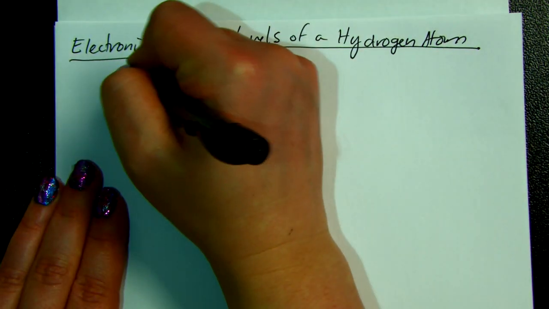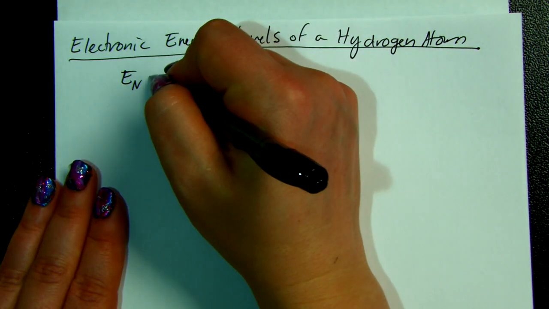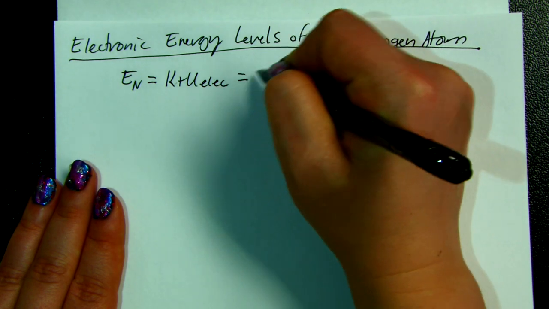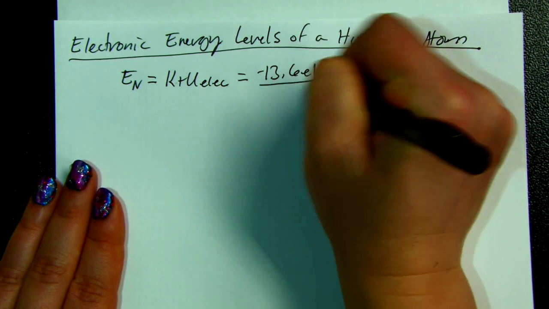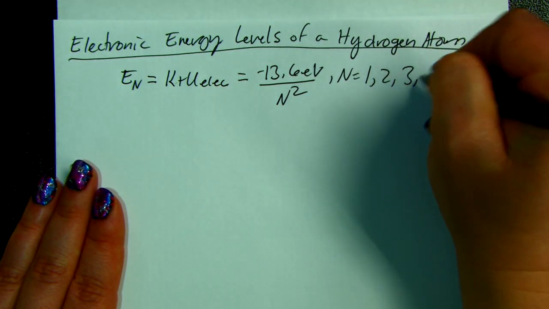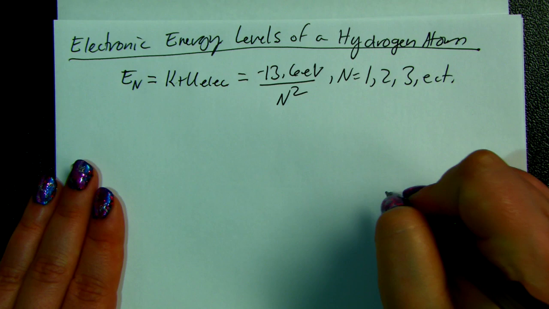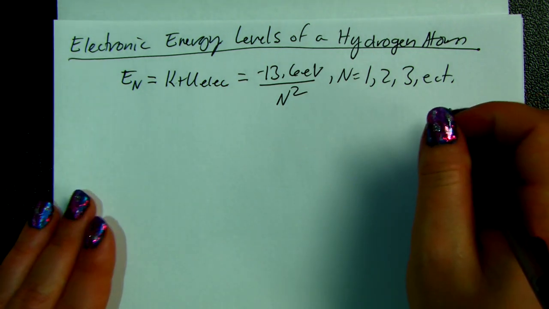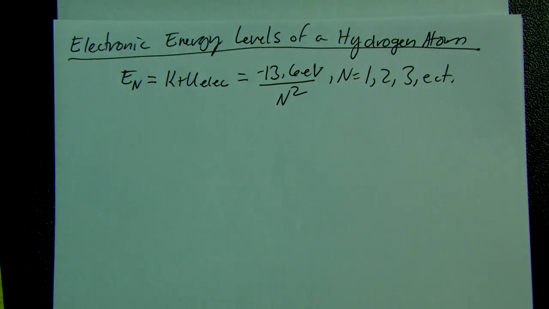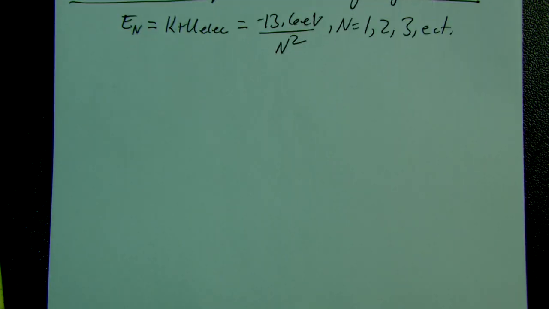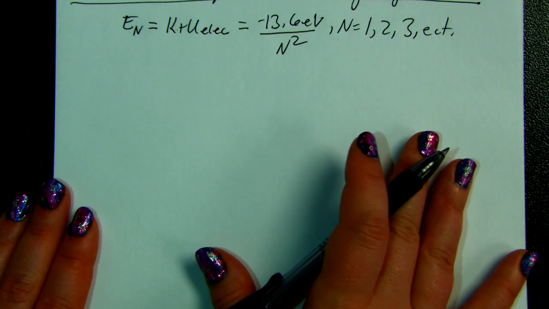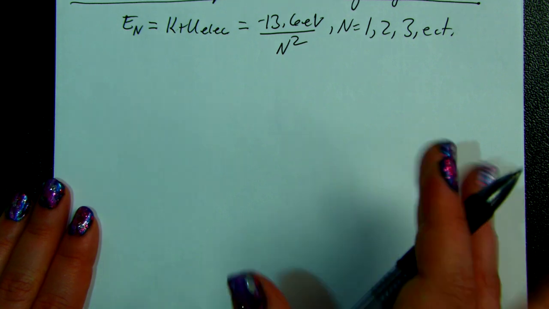Okay, so for the hydrogen atom, E sub n is equal to K plus U electric, which is minus 13.6 eV over n squared, where n is equal to 1, 2, 3, etc. Notice these are integers. You never have 1.2 or 5.6. It's always a whole integer number and always positive. All right, so this has been verified extensively through experimental results. This is more than just a theory at this point.